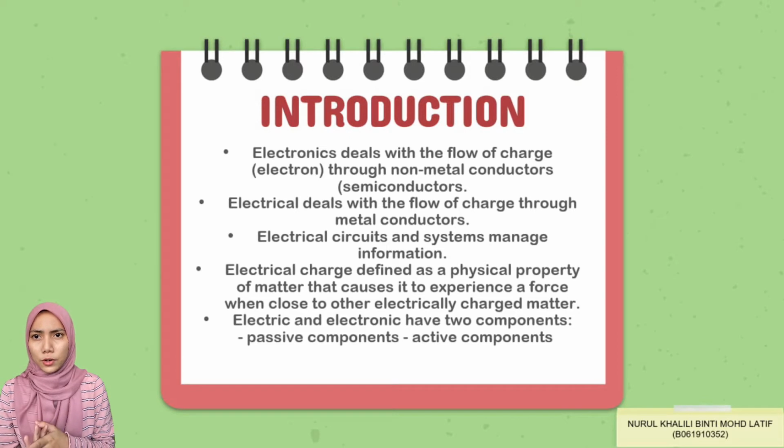First is the passive component. That is a component that contributes no power gain to a circuit or system. In other words, it is capable of operating without an external power source. The second is the active component, which is capable of generating voltage or current. It requires a source of power to operate. For example, the transistor, integrated circuit, battery, and diode. Passive components are used in conjunction with active components to form an electronic system.